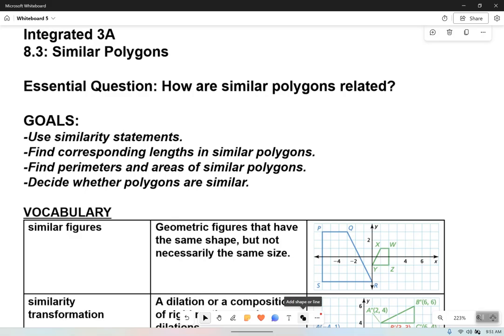So guys, in 8.3 titled Similar Polygons, the essential question is pretty straightforward today. It says, how are similar polygons related? All right, so let's just talk about goals here quickly. Anybody want to read a couple of these for me? What's the first one say, kids? Use similarity statements. Second one says find corresponding lengths of similar polygons. We're going to look at perimeters and what? Areas of similar polygons. There's going to be some rules that come with that in terms of units. And then we're going to decide which polygons are going to be similar today.